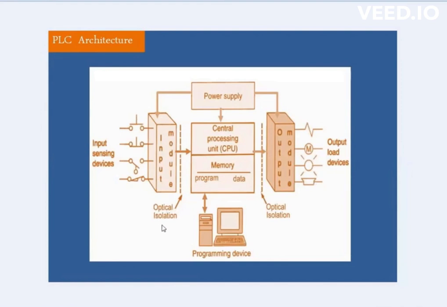Okay, and can you find the optical isolation over here? It is an isolation barrier. To electrically isolate the internal components of the CPU from the I/O terminals, the PLC employs an isolation.